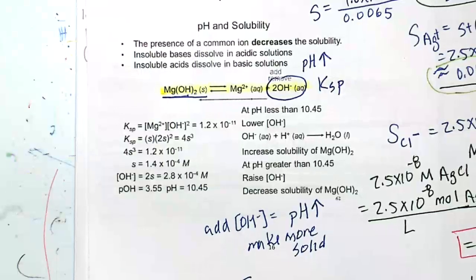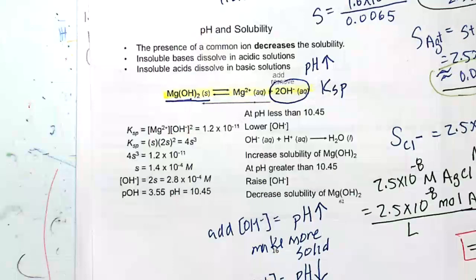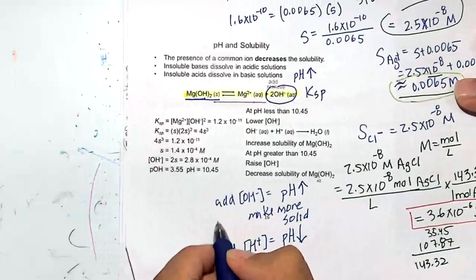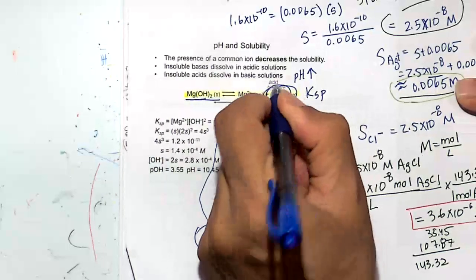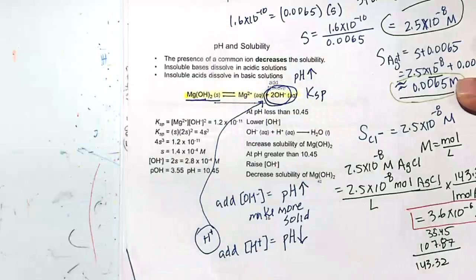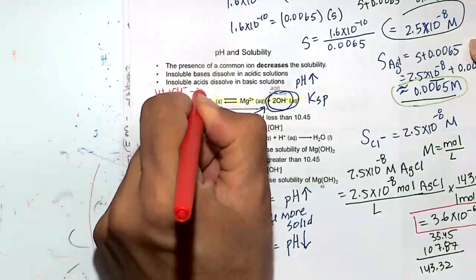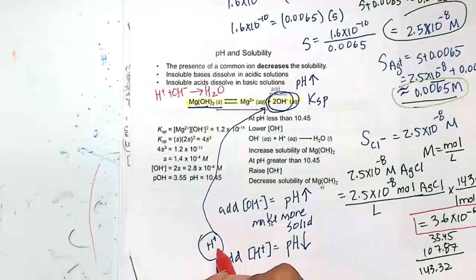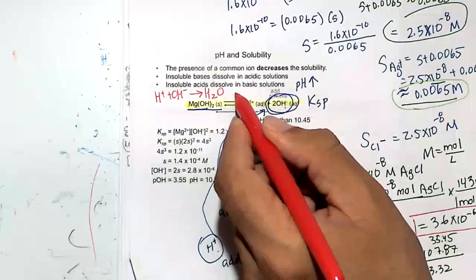What happens if you add H plus, or in other words, lower the pH? What will the H plus do? It will react and neutralize with the OH minus, giving you water. This is called neutralization. H plus plus OH minus gives you water. So in essence, when you add acid, lower the pH, it removes OH minus, giving you water.